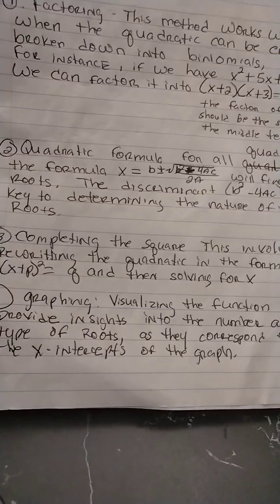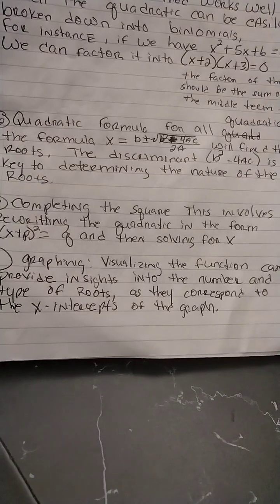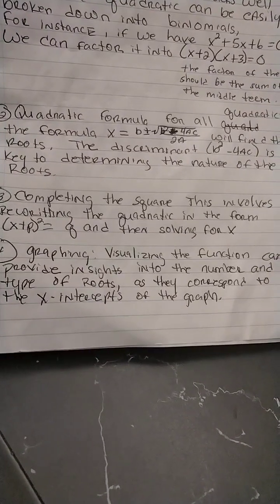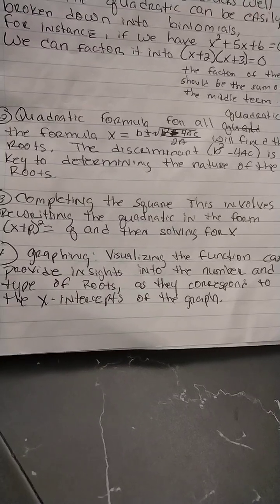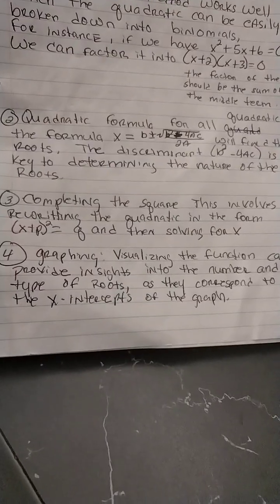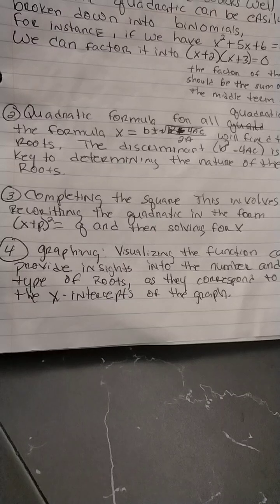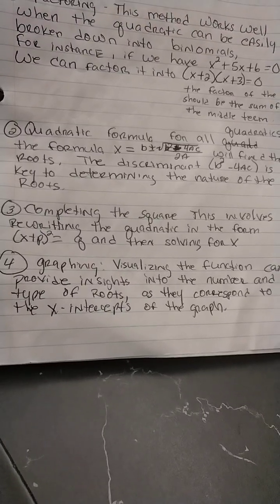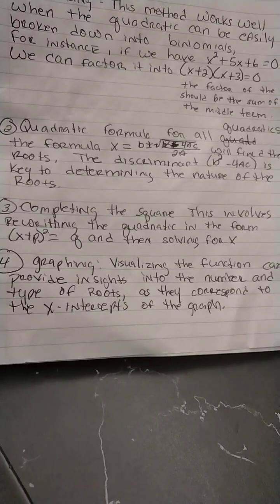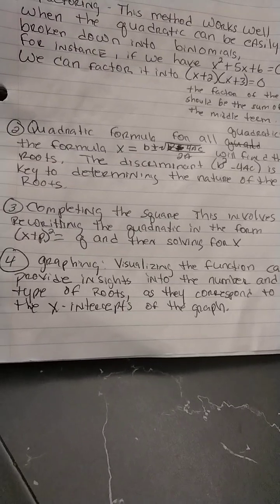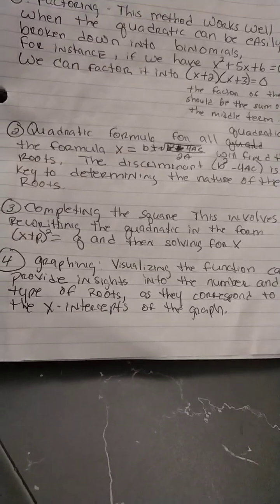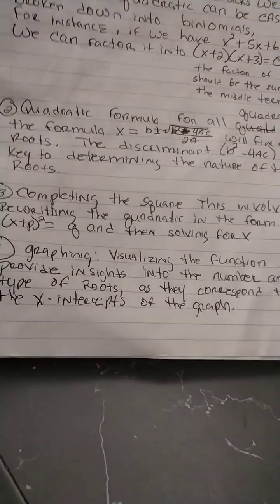Third, completing the square. This involves rewriting the quadratic in the form (x plus p) squared equals q, and then solving for x. Okay. The fourth one, of course, is graphing.